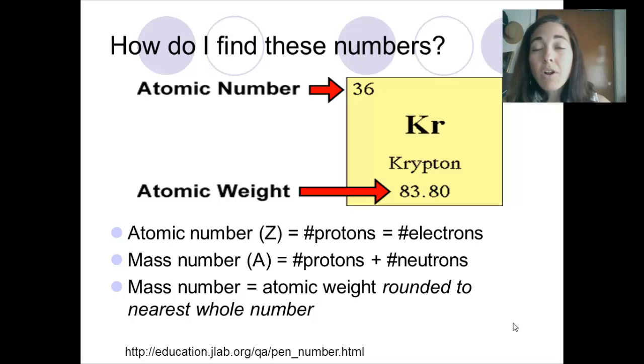So let's look at where all the numbers for the nuclear notation come from. The atomic number is the whole number that's in each square of the periodic table. Remember, that tells you how many protons an element has. Because it's the number of protons, it's also equal to the number of electrons for a neutral atom. The next number that you need for nuclear notation is the mass number. The mass number is the protons plus the neutrons. Now we're not going to use a decimal in our nuclear notation. We are going to use whole numbers. So what you need to do is take that atomic weight and round it to the nearest whole number. The atomic weight is the decimal number that's in every box of the periodic table.